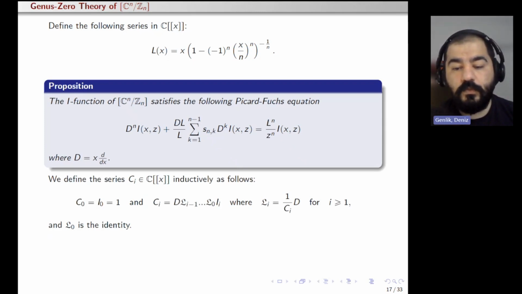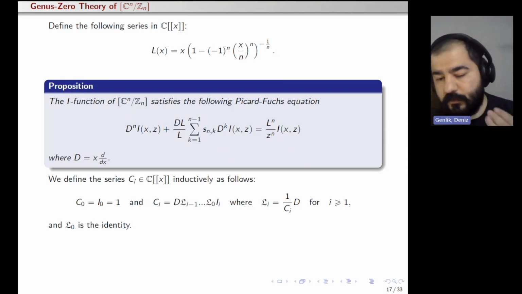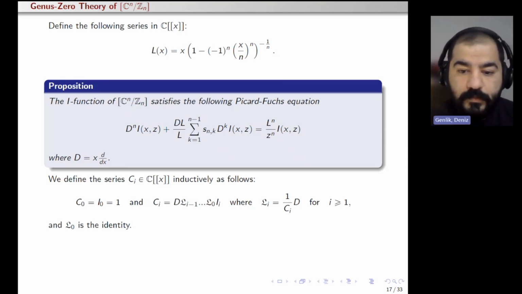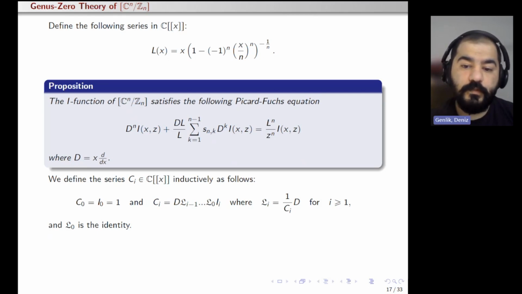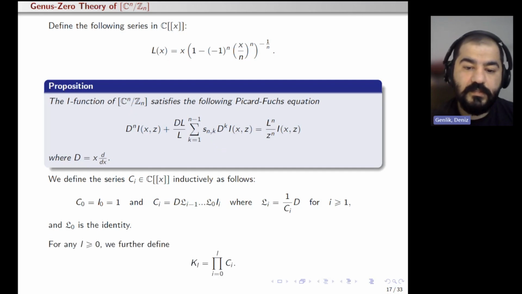In this Birkhoff factorization process, these operators L sub i appear, and there are some series C_i appearing as a rescaling in front of this D operator. If you want to define these operators in our geometric setup, these C_i series are important in this Birkhoff factorization. And if we are talking about a factorization, then we apply these operators back to back, so the product of these series is also important. You take the product of C_0 to C_L, and we define this to be K_L.